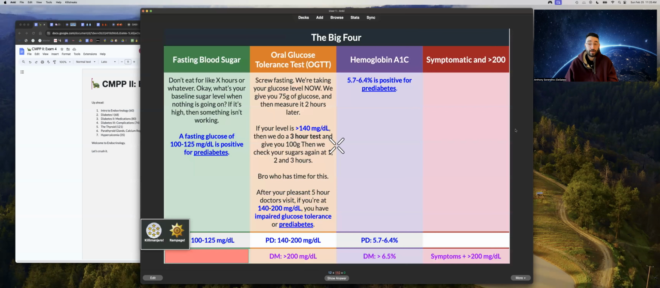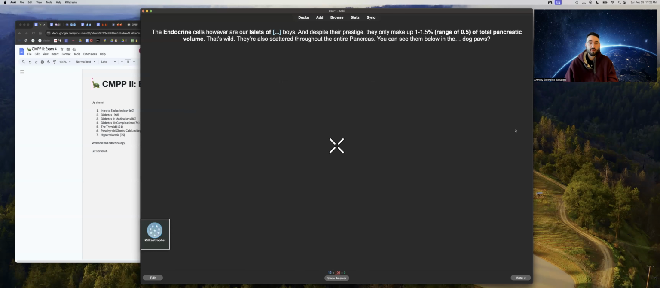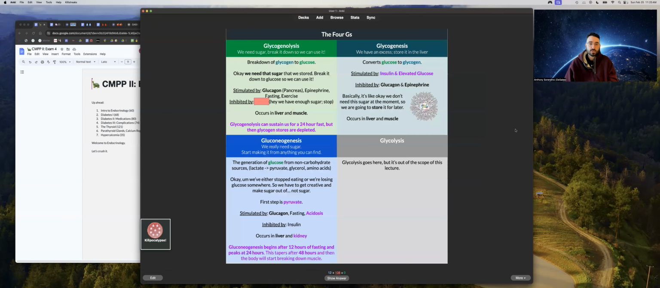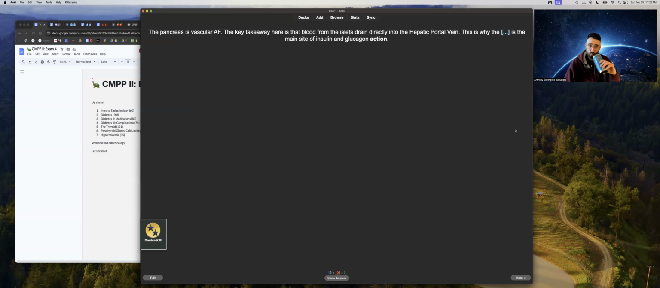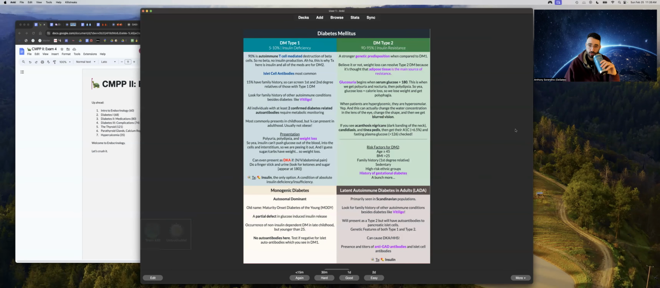I'm running out of gas over here. Fasting blood sugar. What's positive for diabetes? 126 and up. That's like really important. Langerhans. Insulin. Induction. Interference. Liver. Blurred.